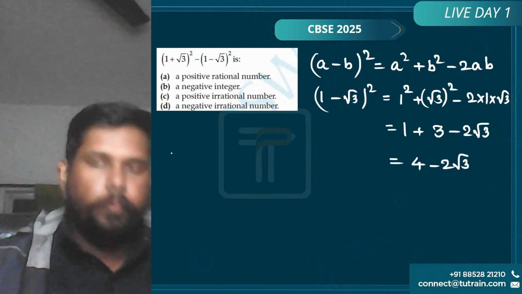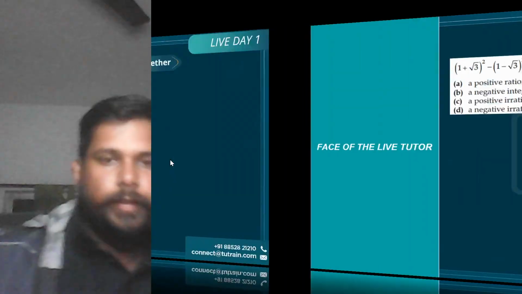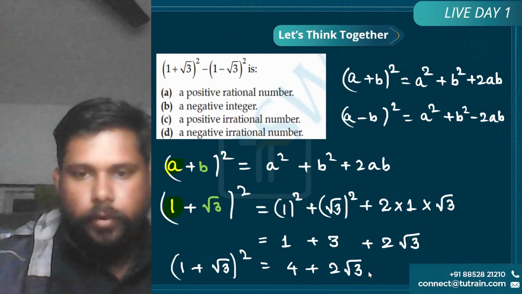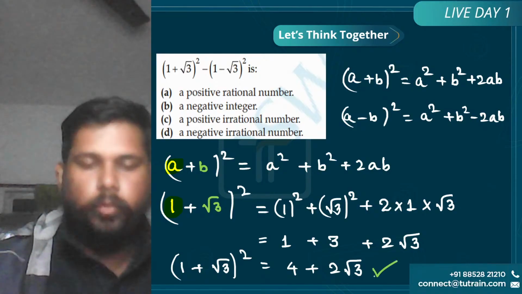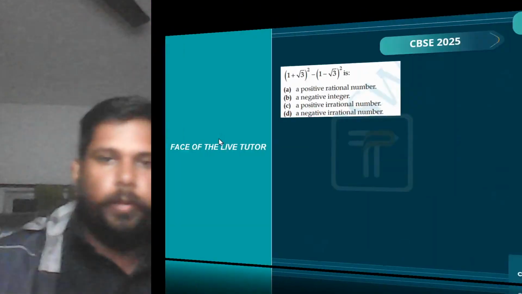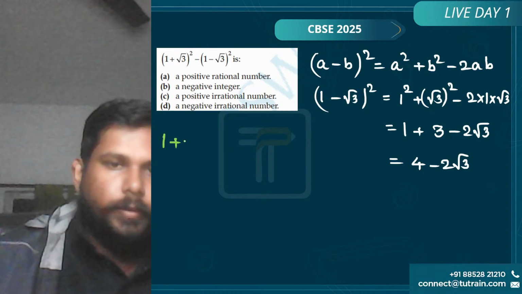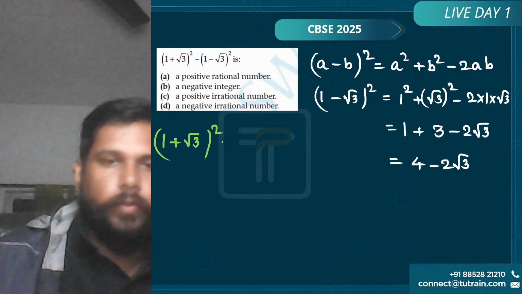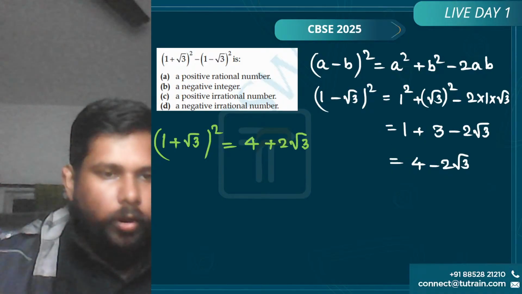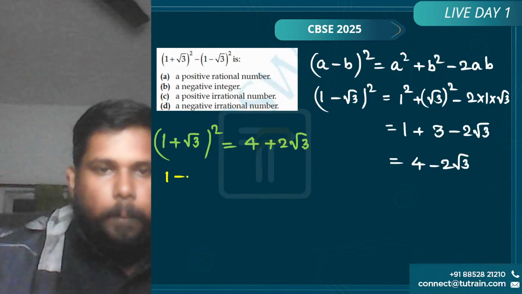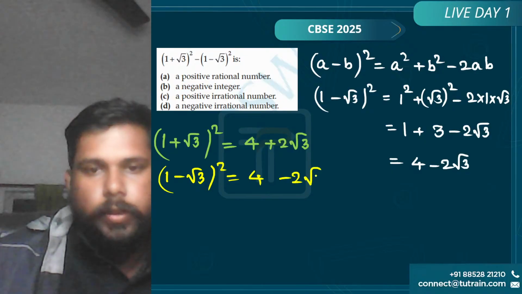Now you have two values, right? First, if you can see, we have got this value which is 1 plus square root 3 whole square, which is 4 plus 2 root 3. So let us write here, 1 plus square root 3 whole square is equals to 4 plus 2 root 3, and from this you have got that 1 minus square root 3 whole square is 4 minus 2 root 3.